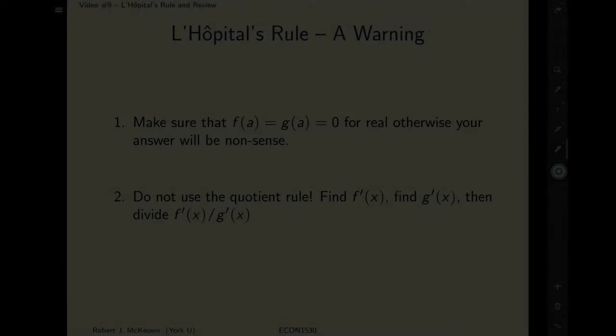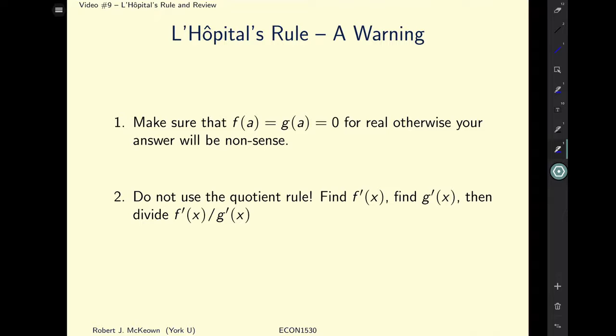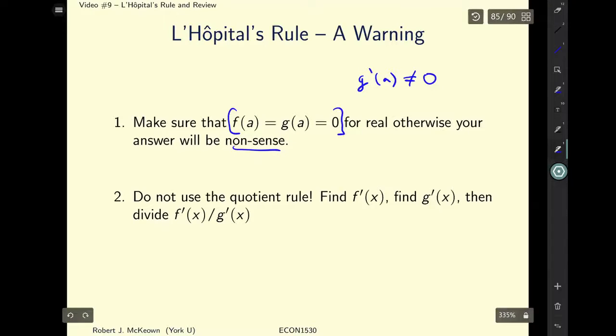Here are two warnings about L'Hopital's rule. You have to make sure that this is truly the case. And I could probably add in that g prime of a does not equal 0, right? That it's not 0. If this is not true, if you don't check these conditions, then applying L'Hopital's rule will just be nonsensical. You'll get a nonsense result.